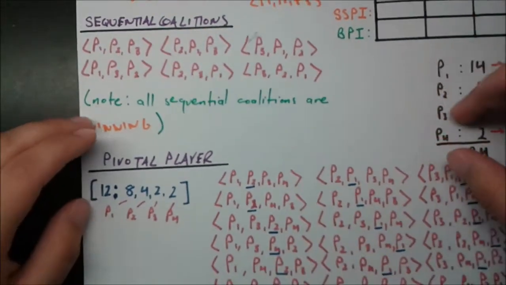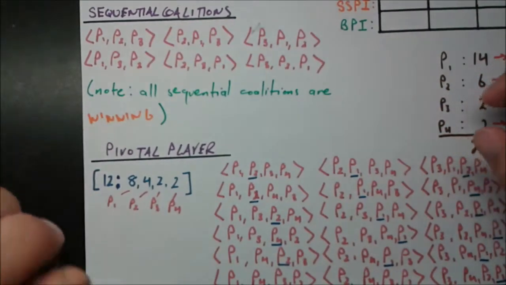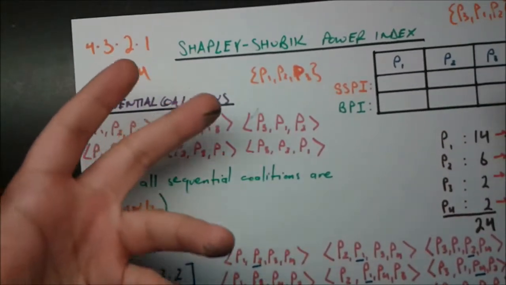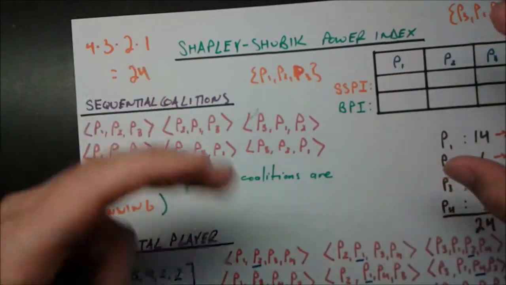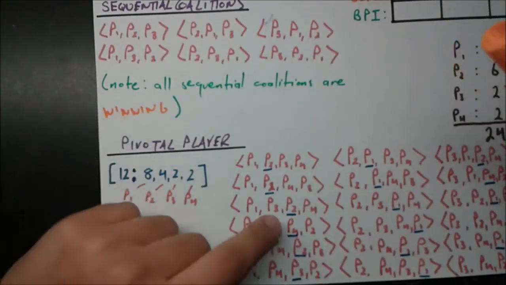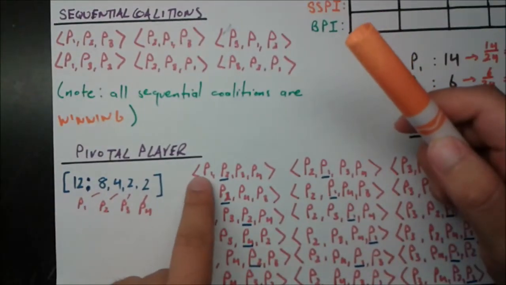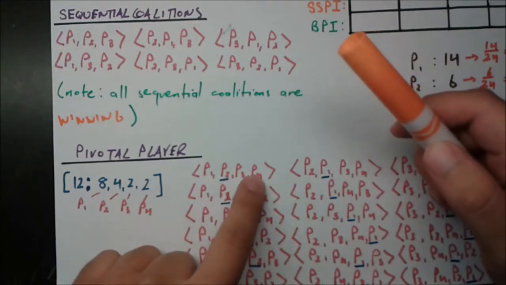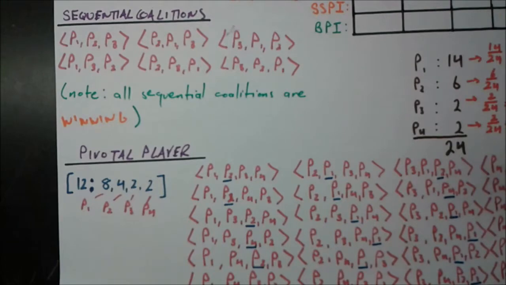Now let's talk about the other concept. We had something called a critical player with the Banzhaf method, and that was a player that if you took them out of a winning coalition, it would become a non-winning coalition. A pivotal player is a little bit similar. Let's look at this first one. This is a sequential coalition, the simplest one: P1, P2, P3, and P4 in that order. In a sequential coalition, the pivotal player is the person who changes it from a loss to a win.